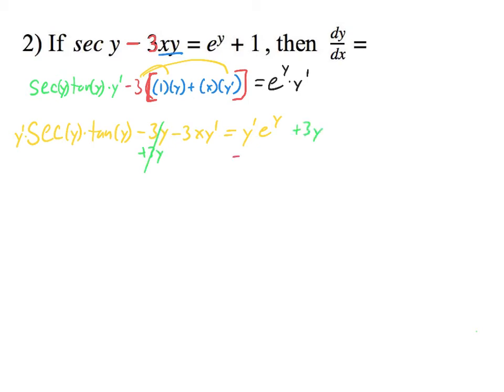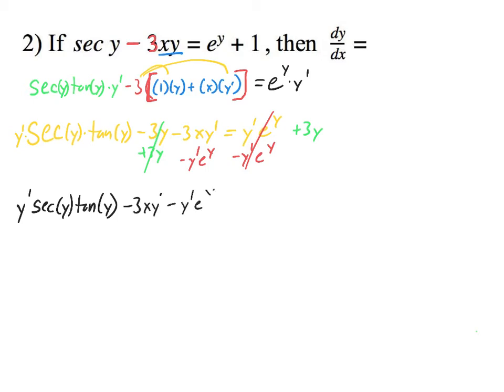And I'm also going to minus this y prime e to the y over here. I'm just going to put it over here, y prime e to the y. I'm going to put that over there, so that's gone. So this all cleans up kind of weirdly, but it cleans up to be secant y tangent y. I have a negative 3xy prime and a negative y prime e to the y, and that's all equal to the 3y over here. Okay, so I did all that.